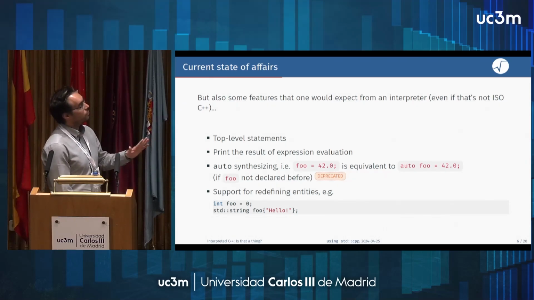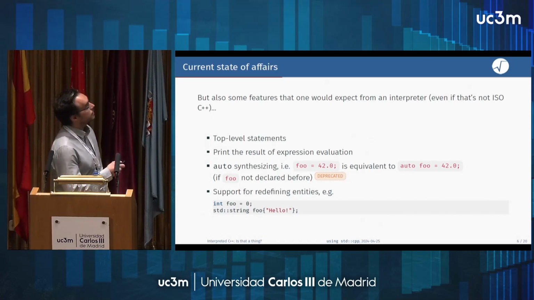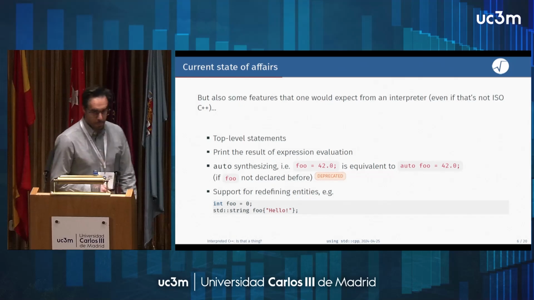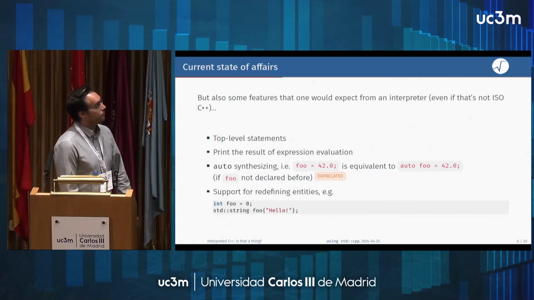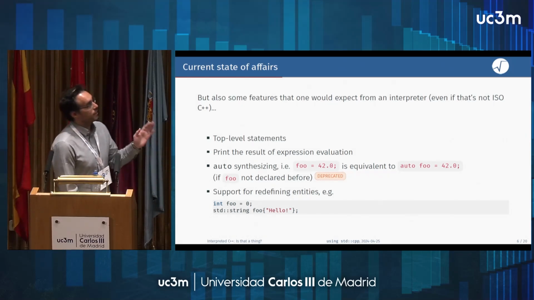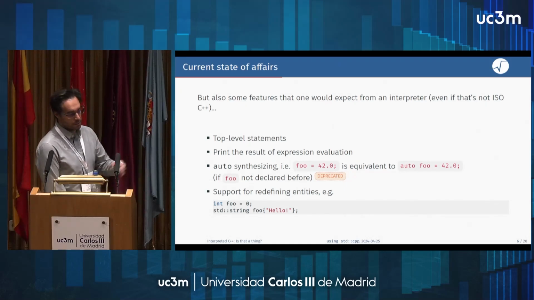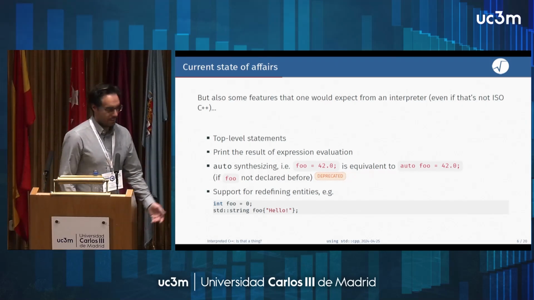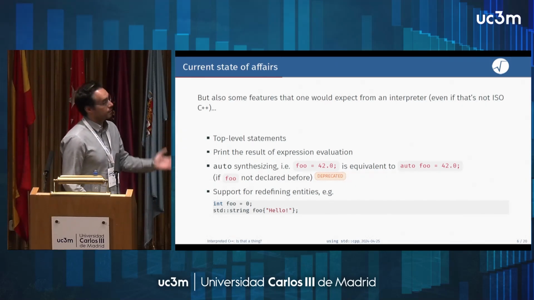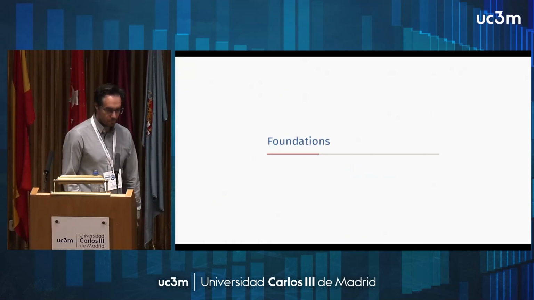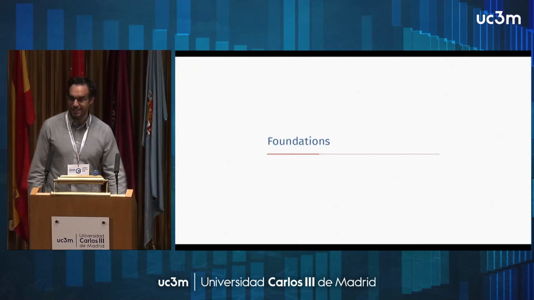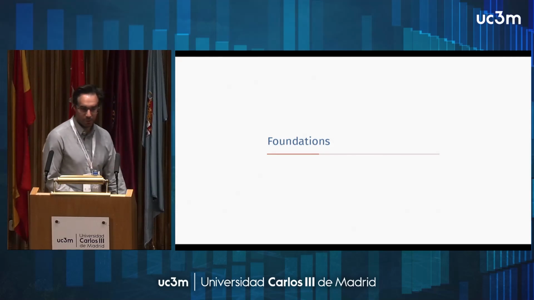We can do auto keyword synthesizing. So if we have this line here, foo equals 42.0, basically if foo is not defined before, we can make it equivalent to auto foo equals whatever. And we also support predefining entities, as we saw before. So yeah, let's get into the gritty details on how these work.